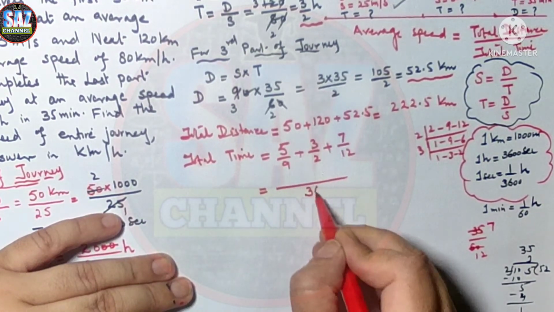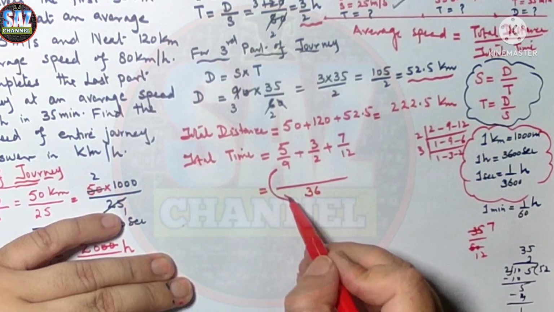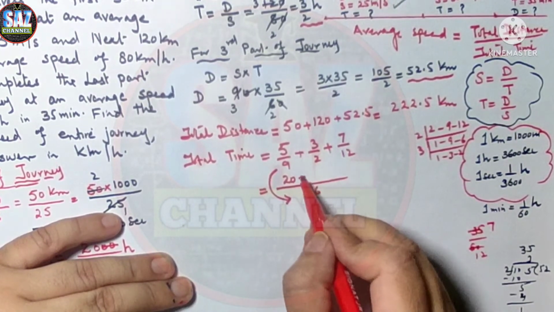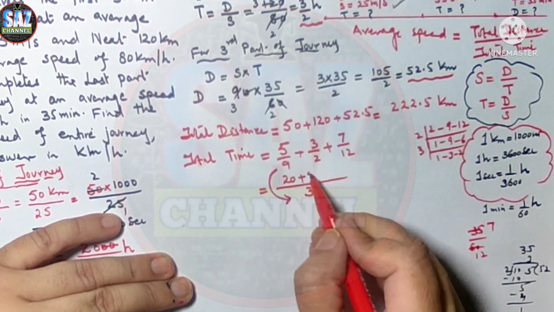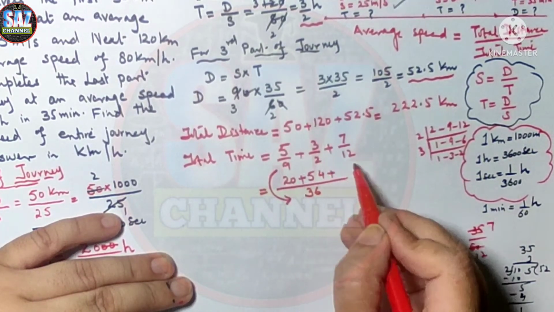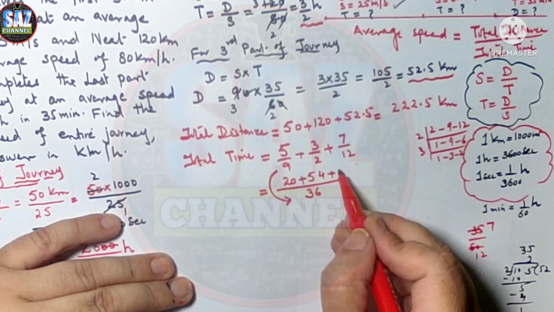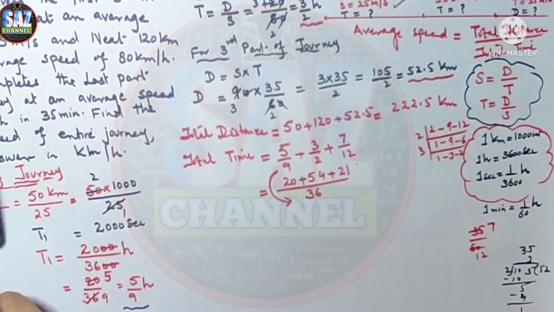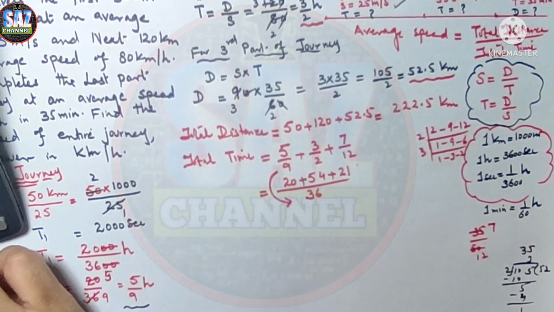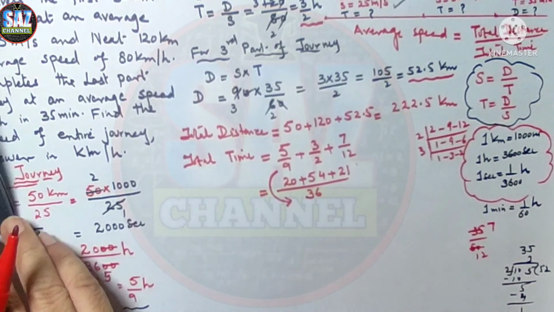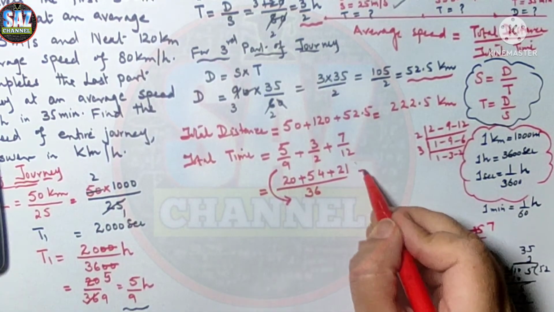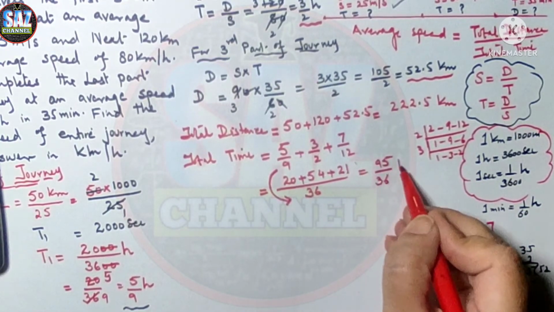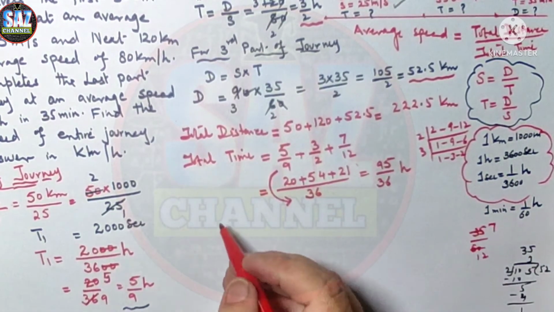36 divided by 9, how many times? 4 times, and 5 4s are 20. 2 18s are 36, and 18 3s are 54. And 12 3s are 36, and 7 3s are 21. Then it will become 20 plus 54 plus 21, which is 95 by 36 hours.